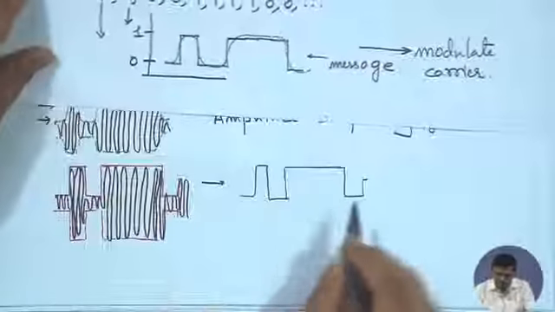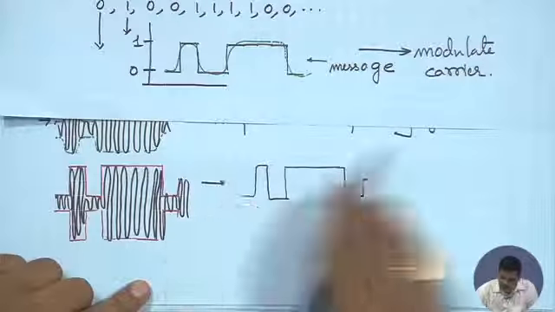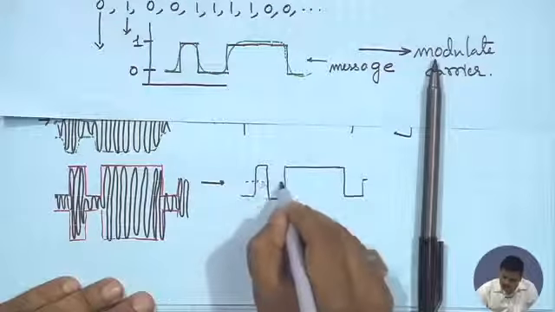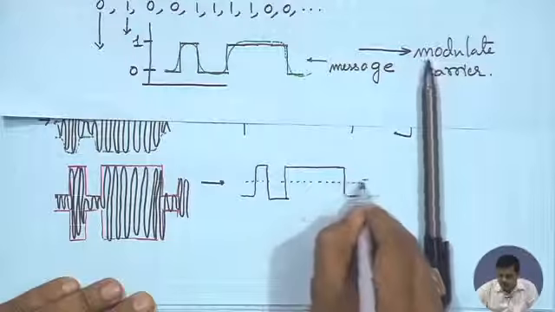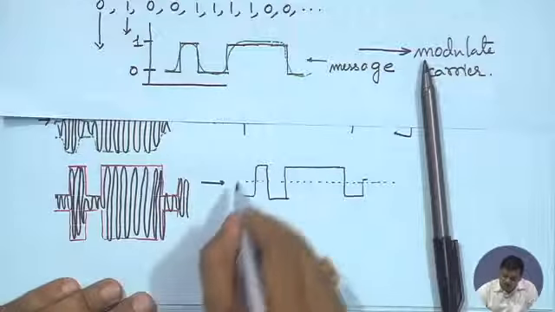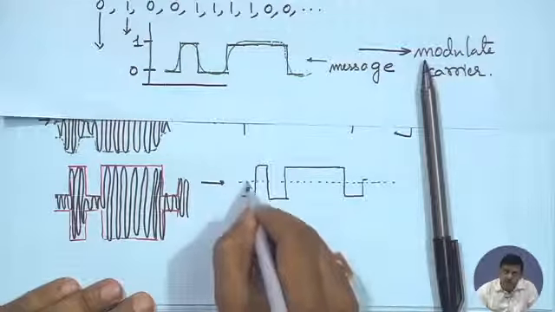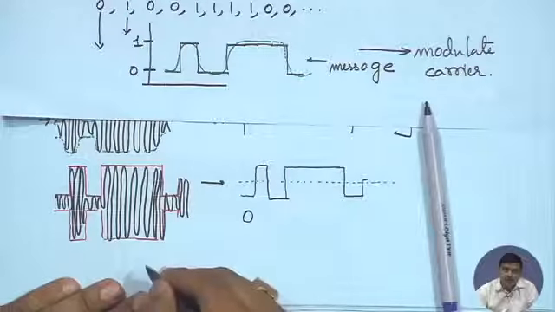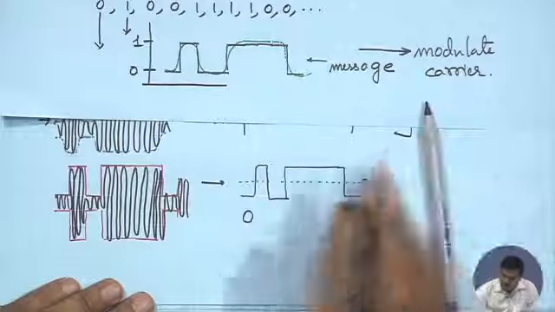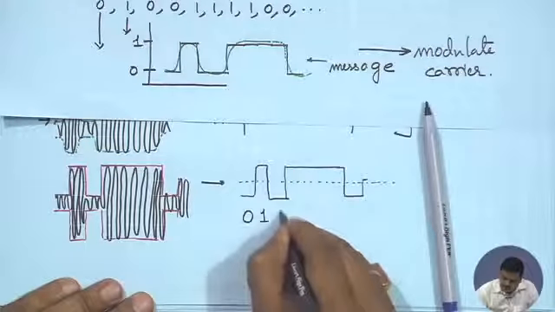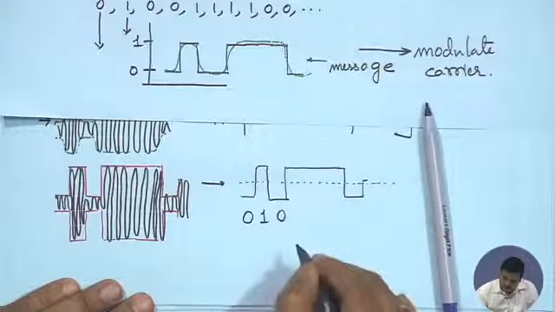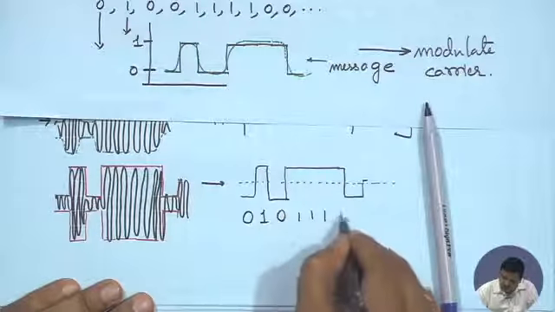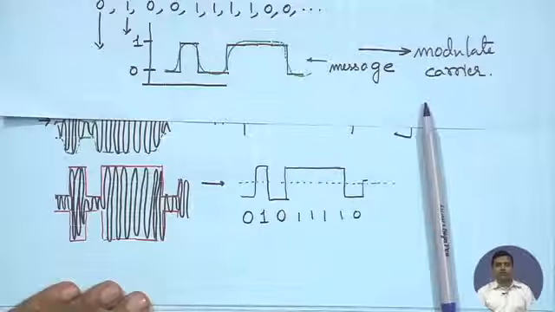So going by this, I would say at this point I would set up a decision threshold somewhere in between, and I would say whenever the signal is below this decision threshold, a 0 has been received, and when the signal is above this decision threshold, a 1 is being received. A 0 is being received, a 1 is being received, a 1, a 1, a 1, a 0, and so on and so forth.